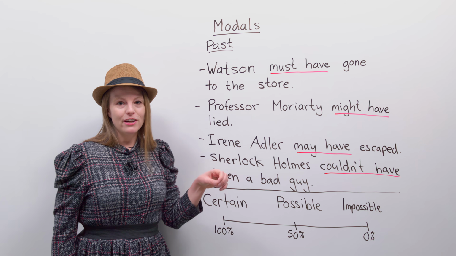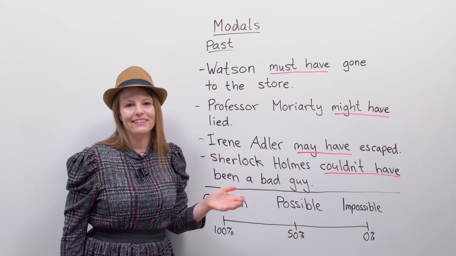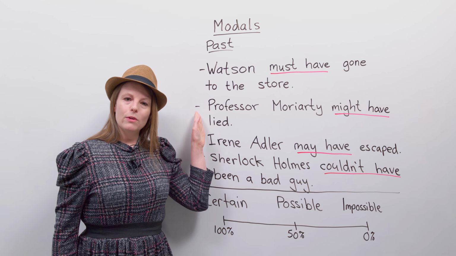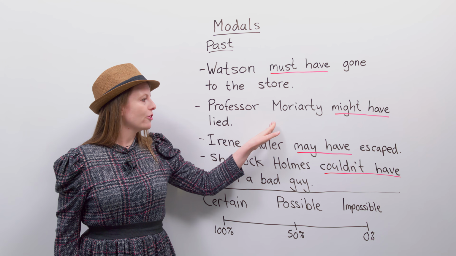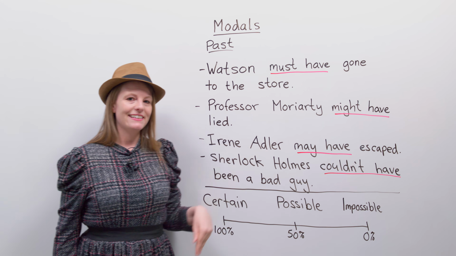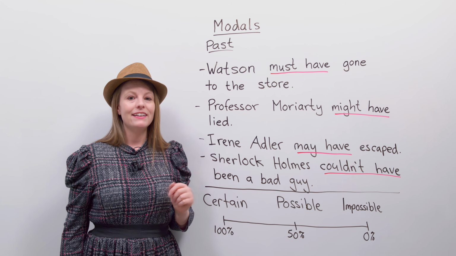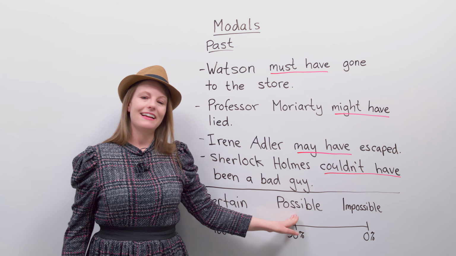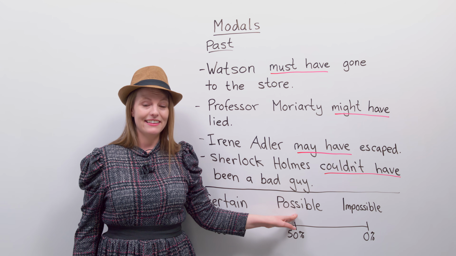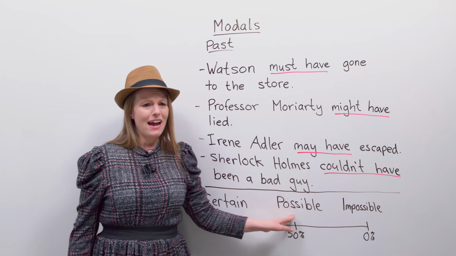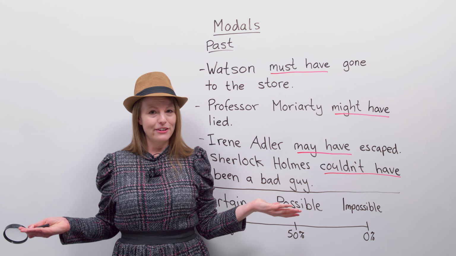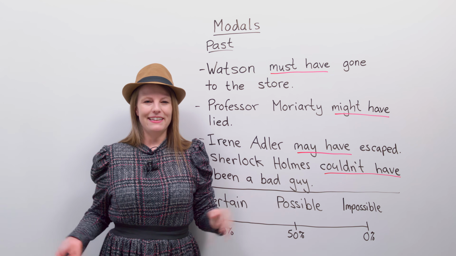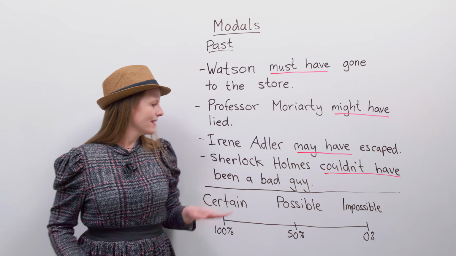Maybe Watson wrote a note. I'm going to the store. So I'm very certain. What about the next sentence? Professor Moriarty might have lied. When I use the word might, I'm not so certain. Maybe it's possible he lied. There's a possibility, but I'm not 100% sure. I don't know. Maybe. So might is like the maybe in this situation.